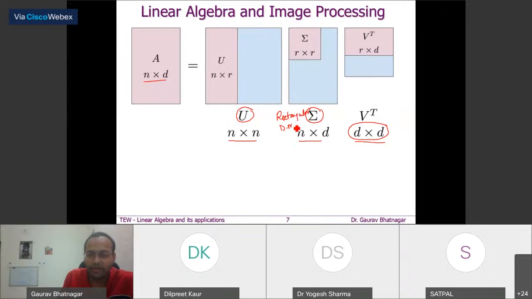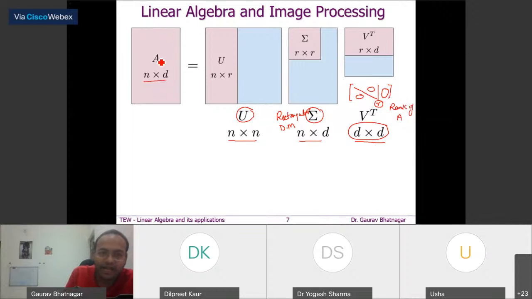The meaning of a rectangular diagonal matrix is that you have a matrix where, up to a certain point, let's say R, you have a perfect diagonal matrix. All the off-diagonal elements are zero, and after this R, all the elements are zero. And this R is nothing but the rank of the matrix A. Whatever the rank of matrix A is, up to that part R I am going to have a perfect diagonal matrix, and after that the rest of the elements are going to be zero.